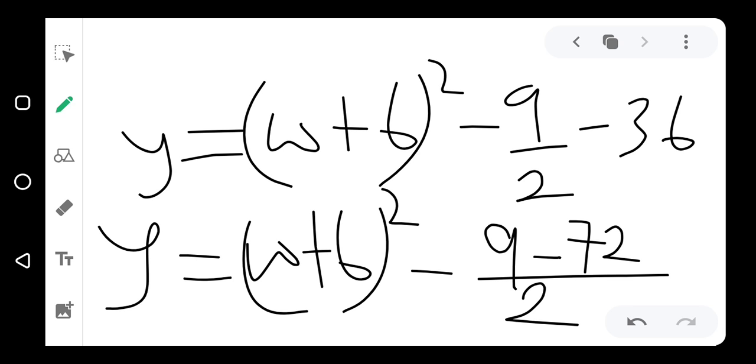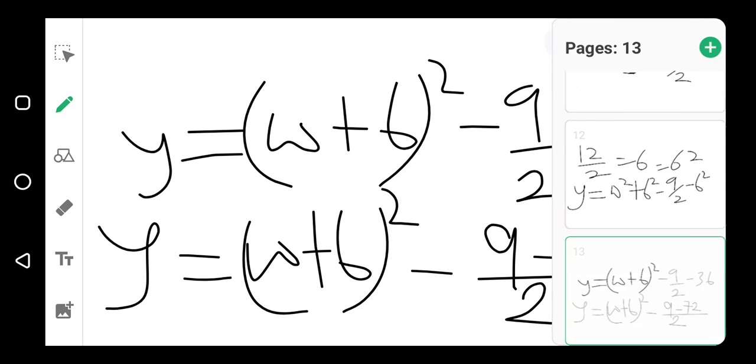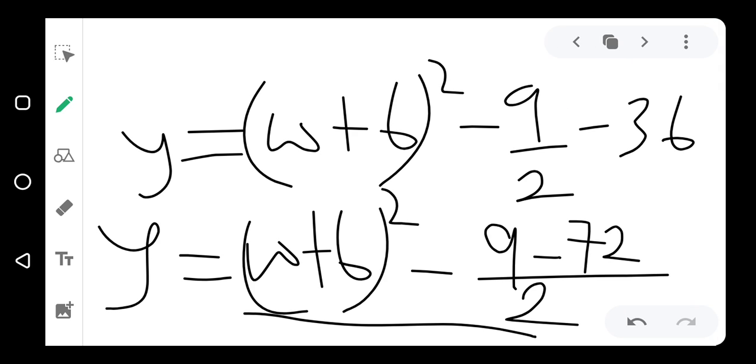Okay, so we have this. So this is the answer. We can simplify further to get the value for this, and that will give us the constant that is here.